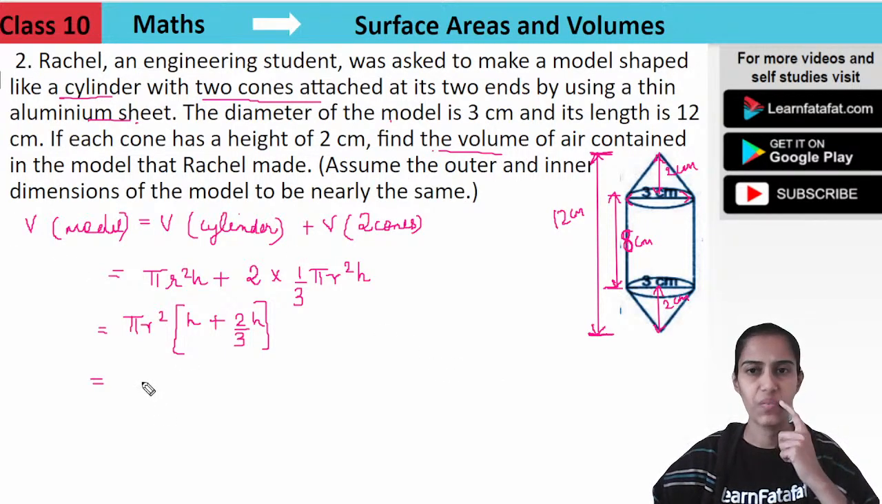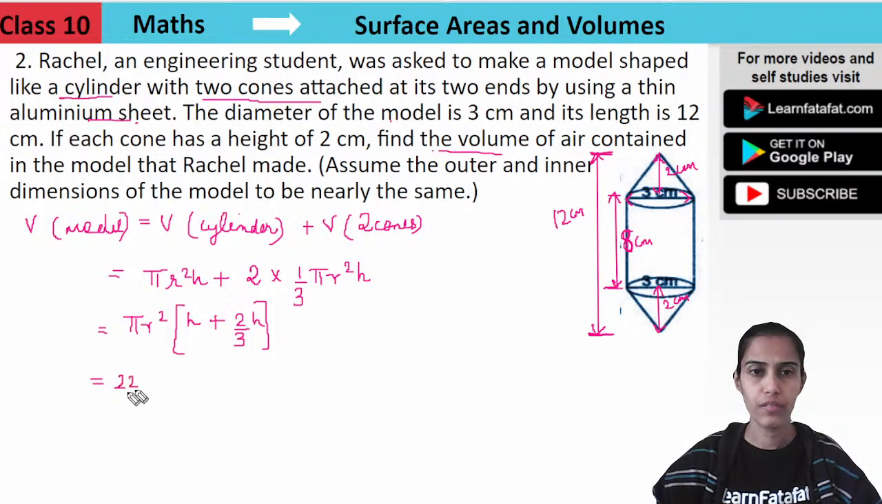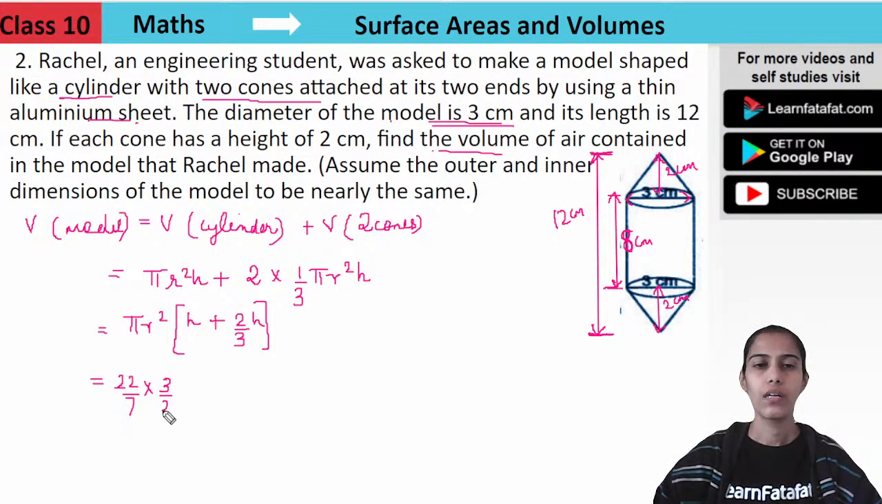Pi we will substitute as 22 by 7. Radius square है, so what is the value of radius? Diameter दिया था मॉडल का 3 सेंटीमीटर, तो diameter अगर 3 है तो radius will be half of diameter, तो 3 by 2, 3 by 2 दो बार क्योंकि r square है, into height plus 2 by 3 times the height.